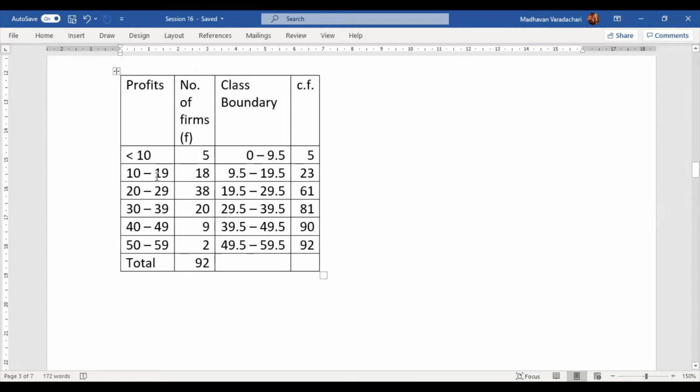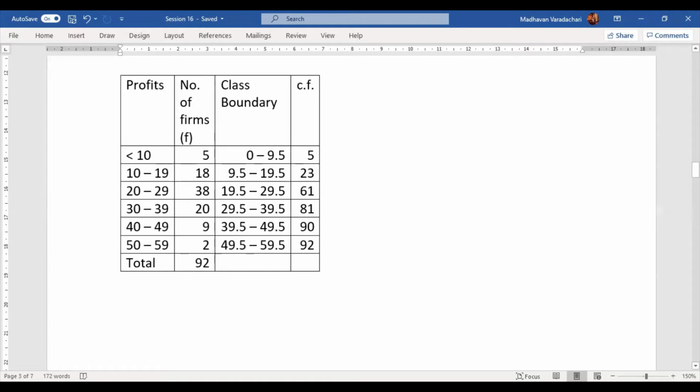It is actually a grouped frequency distribution, but the classes are not continuous because one is ending with 19, the next starting with 20, ending with 29, starting with 30. For that reason, I made class boundaries, which we already saw earlier. How do we create class boundaries? I think the same data was used earlier to calculate median or mode, right?